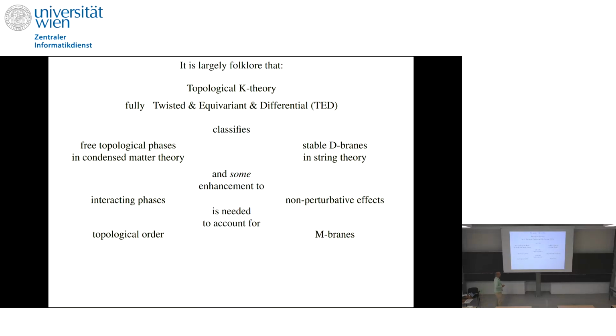And this non-perturbative or interacting enhancement is also known, I mean, this is still part of this folklore. It's known to be necessary, on the one hand, to describe non-perturbative string theory, M-theory, M-branes. And more recently, on the left-hand side, to describe topological order. So these are strongly interacting phases of topological materials that are thought to accommodate anyon braiding statistics.